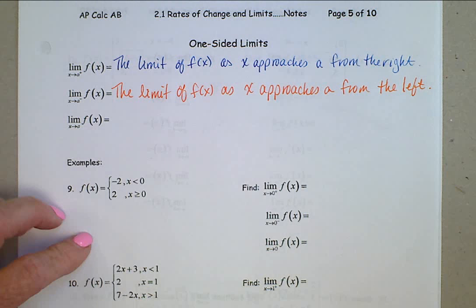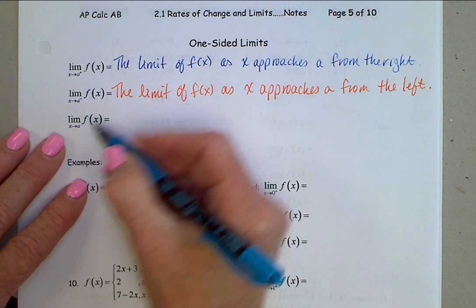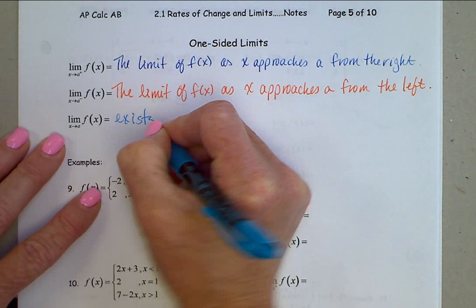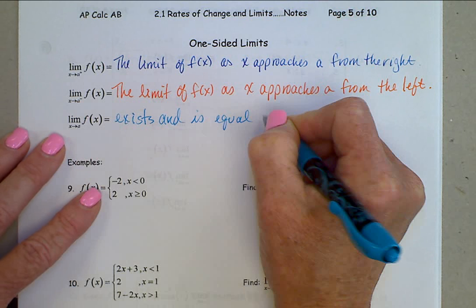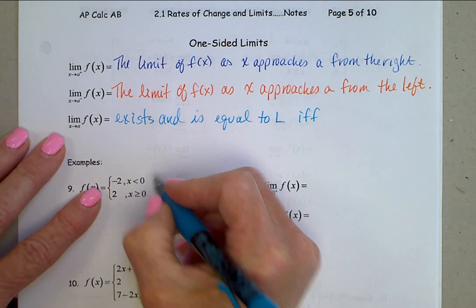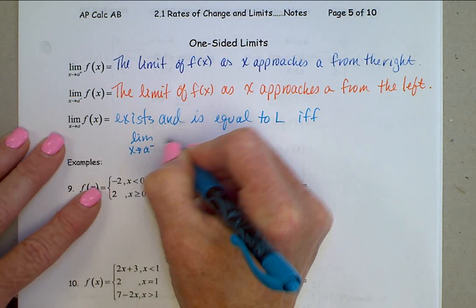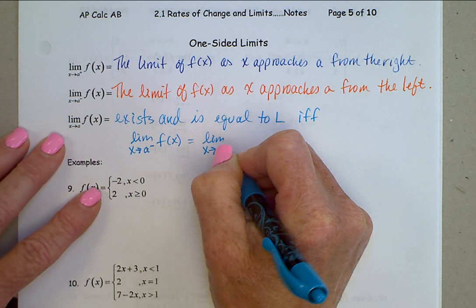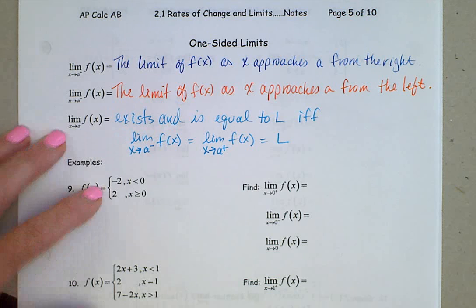And finally, we have the limit as x approaches a in general. We say that that limit exists and is equal to L if and only if the limit as x approaches a from the left side is exactly equal to the limit as x approaches a from the right side, and both of those are equal to that same number, L.